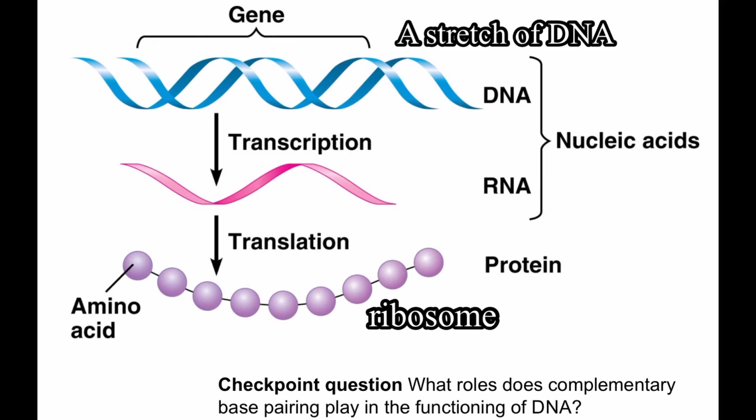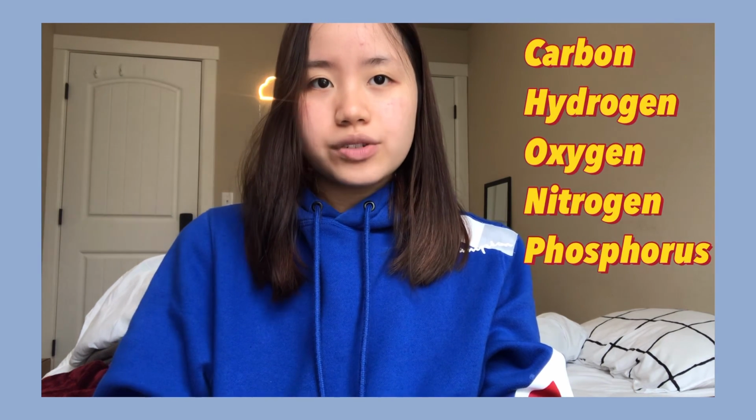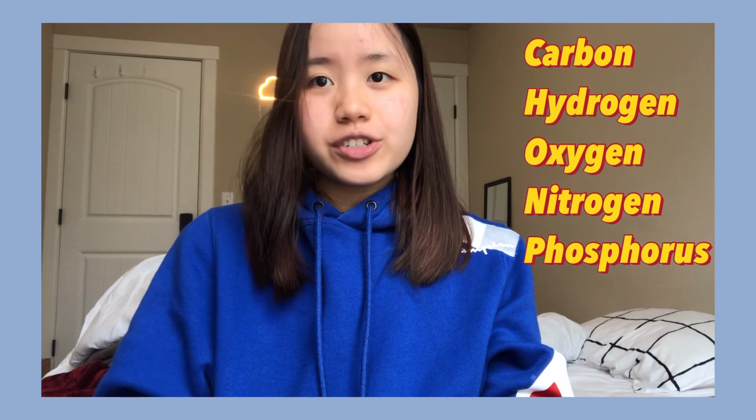And I want to mention the central dogma of biology: a gene, which is a stretch of DNA, is transcribed into messenger RNA, which then can be translated by ribosomes into protein. And last but not least, nucleic acids include the elements carbon, hydrogen, oxygen, nitrogen, and phosphorus. So I think that would be all for the nucleic acids part.